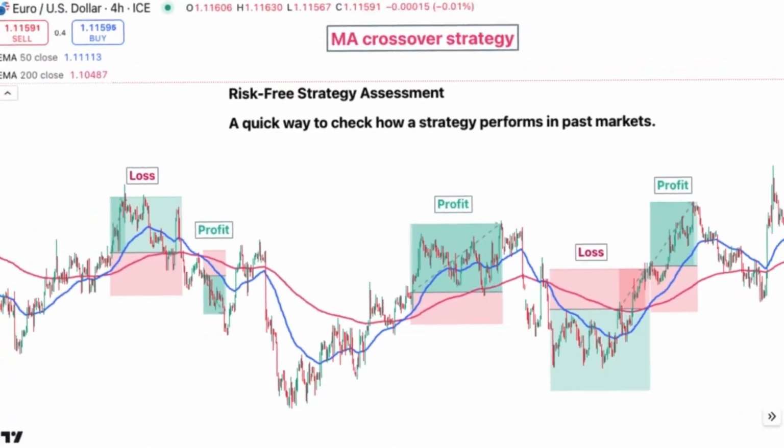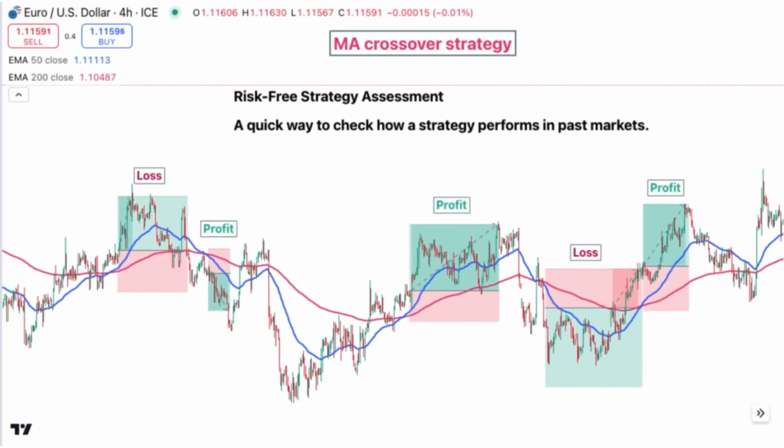So let's get started. Before we get into the specifics of how you backtest, I want to show you why you need to backtest. Firstly, as I mentioned earlier, it's a risk-free strategy assessment. Although it doesn't perfectly mimic live trading, it's a quicker way to check how a strategy performs in past markets. Now, of course, demo accounts are useful and I would use this alongside a demo account, but backtesting gives you a quick insight into how your strategy would have performed.